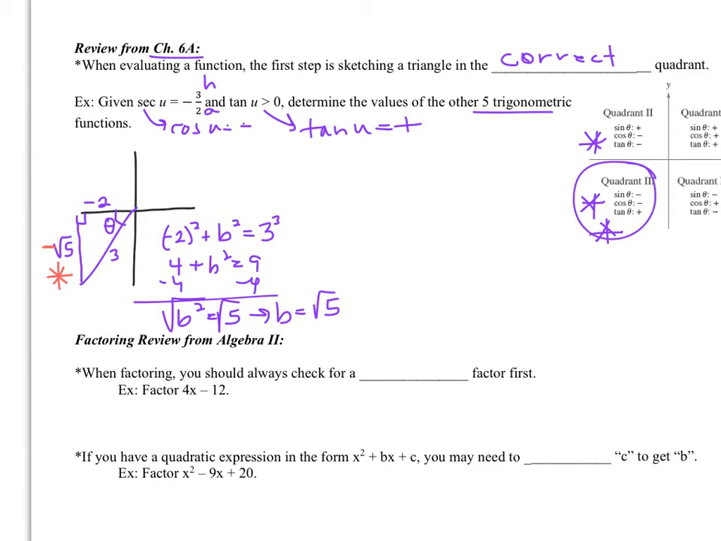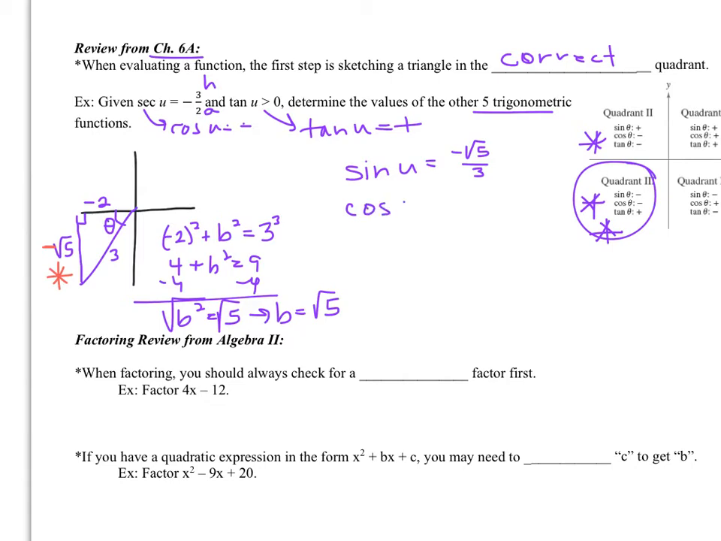Once you know all 3 sides, then this should be completely repetitive for you from what we did back in chapter 6a. We know secant, let's find the others. I'll start with sine of u, and that equals opposite over hypotenuse, or y over r, and that would be -square root 5 over 3.